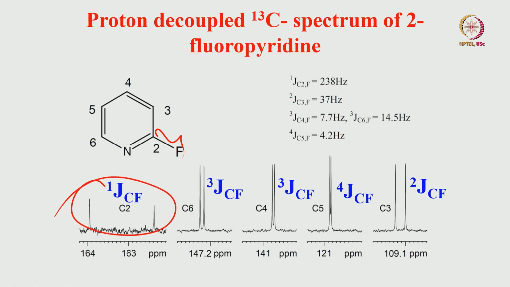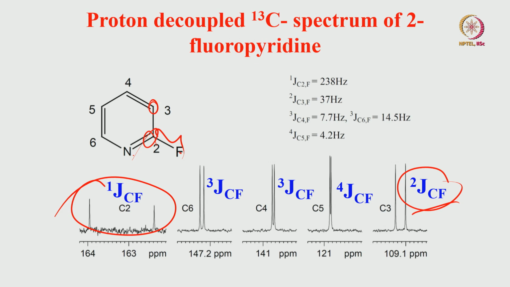Again, with proton decoupling, you will get only carbon-fluorine couplings. Second largest is what? Look at it, the 2 bond coupling. Which is the 2 bond coupling? This carbon to this fluorine, quite large. I can assign this as carbon 3 and this as carbon 2. The numbering starts from 1 as nitrogen. So, this is carbon 2, this is carbon 3.